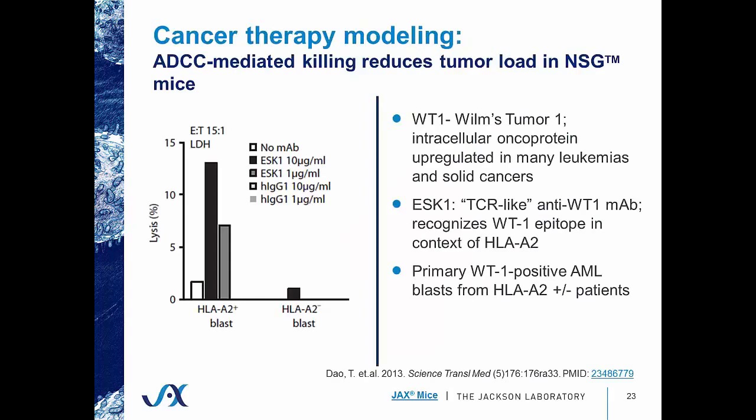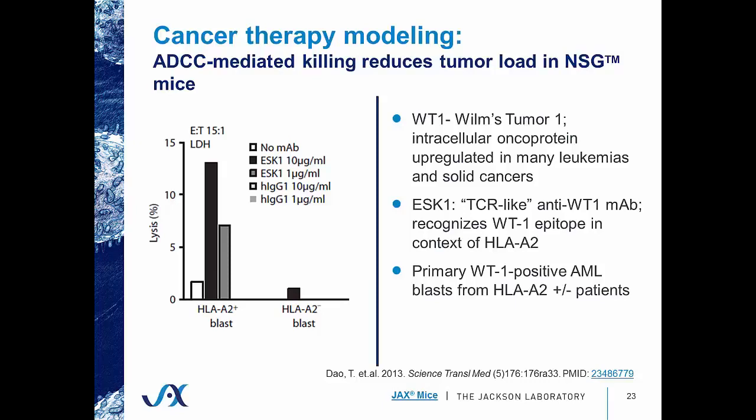For this particular example, the investigators wanted to test their therapeutic antibody against WT1, or Wilms tumor 1, which is an intracellular oncoprotein that's upregulated in a number of leukemias and solid cancers. With WT1 being intracellular, it's typically difficult to target this protein because many monoclonal antibodies will only target extracellular proteins. So they wanted to test the efficacy of their TCR-like antibody against WT1, which recognizes the WT1 epitope in the context of HLA-A2.